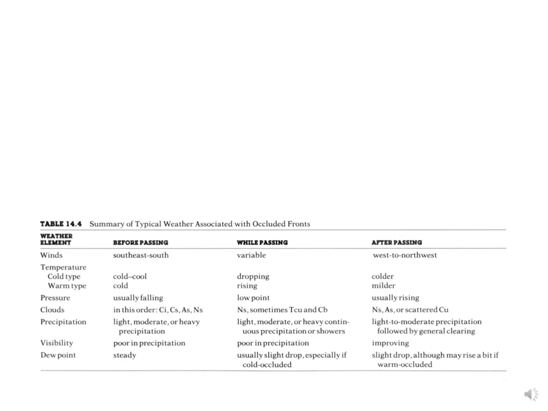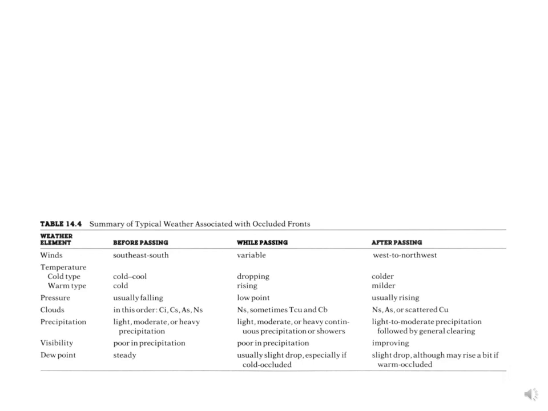So here we have the typical weather associated with occluded fronts. The winds prior to the passage are typically from the southeast or the south and moving to the west to northwest after the passage. There are actually two types of occlusions, a cold type and a warm type. The type that I was describing here was a cold type occlusion. In that situation, you'll have cool or cold air before the passage, and then the air will be colder after the passage of the occluded front.